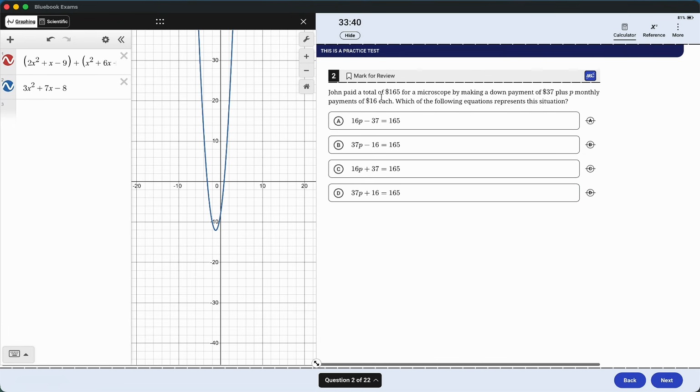Next one here, just a reading problem. John paid a total of $165 for a microscope by making a down payment of $37 plus P monthly payments of $16, right? So just translate this: 37 plus something, and it's got to equal 165. So C is the only one it could be, right?